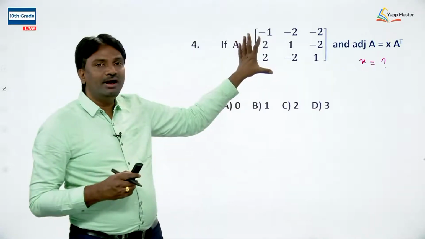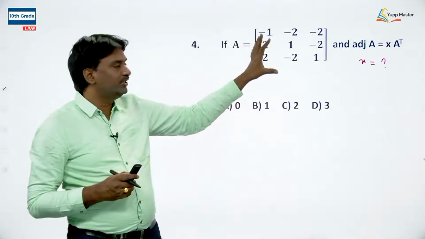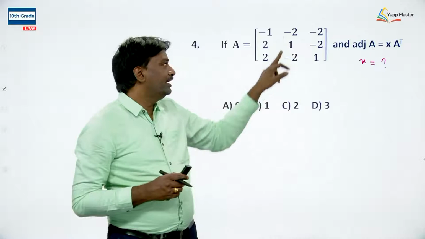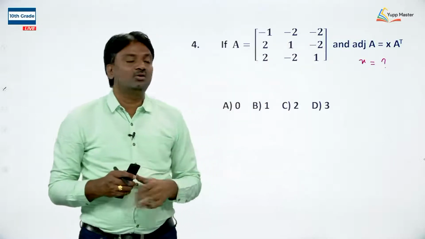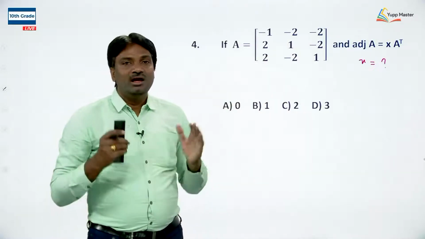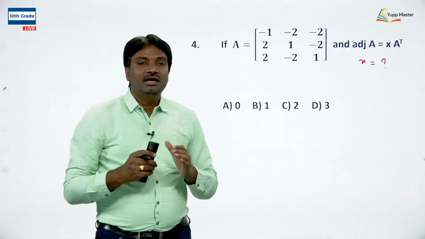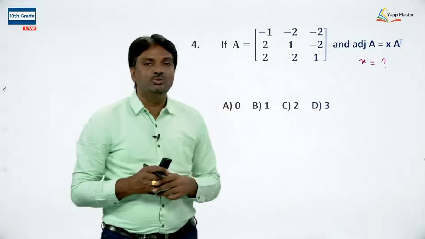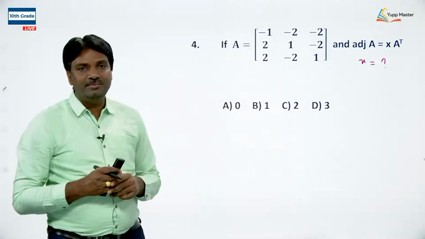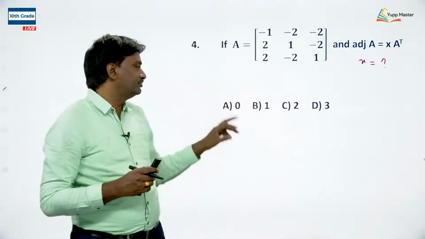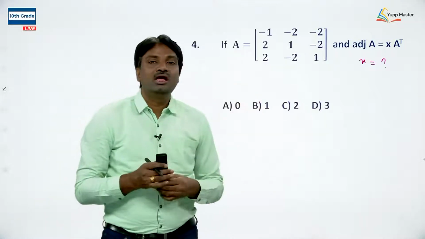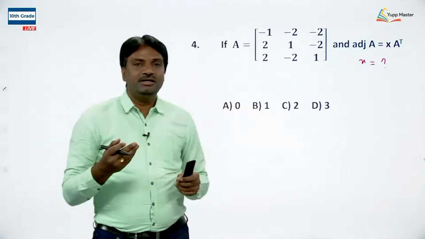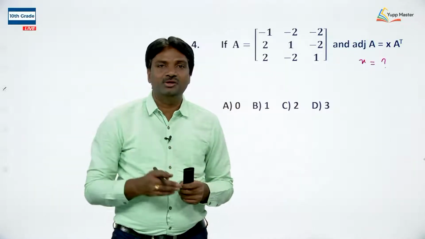So, first we have to find the adjoint of the given matrix A, you will get LHS. RHS is x into A transpose. A transpose means by interchanging the rows and columns of this matrix. After getting LHS and RHS, compare the corresponding elements on both sides, you will get the value of x. The value of x may be any one of these 4 options, that may be 0 or 1 or 2 or 3.